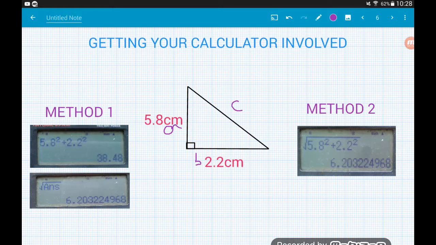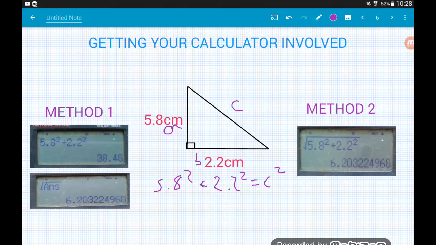So if we were to play Pythagoras, then we know that 5.8 squared add 2.2 squared is going to give us c squared. Now that's really where the ability to do this without a calculator ends, because squaring 5.8 and 2.2 would really be very time consuming. So let's run through method 1.